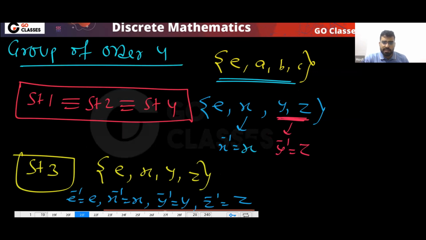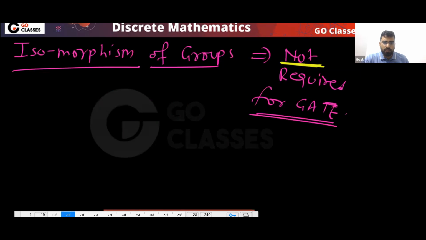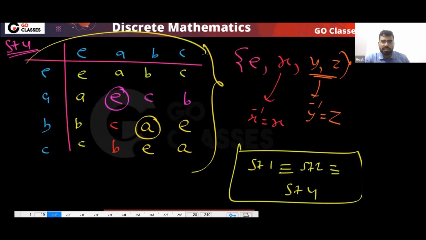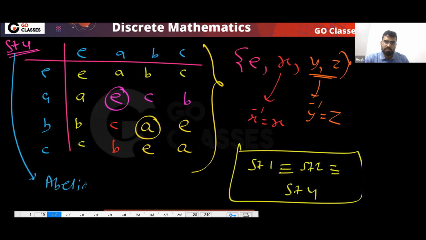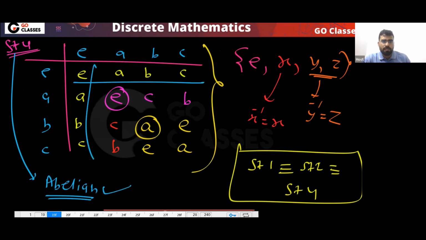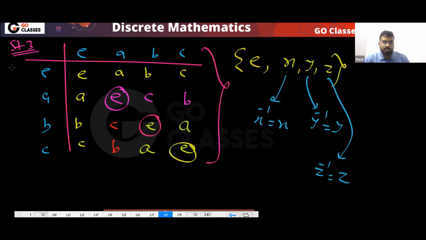So both are abelian. Yes, you can check it out. You can notice this structure is abelian, right? Just check it. This structure is abelian because this is symmetric. First row is same as first column. Second row is same as second column. Third row is same as third column. Fourth row is same as fourth column. So this is abelian.